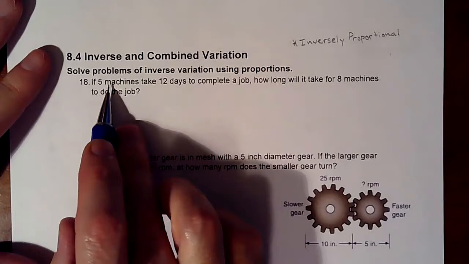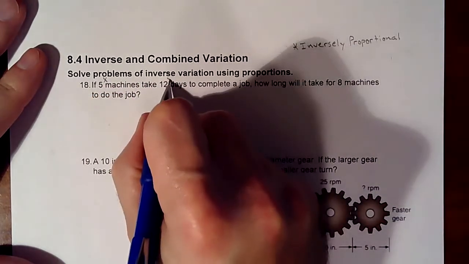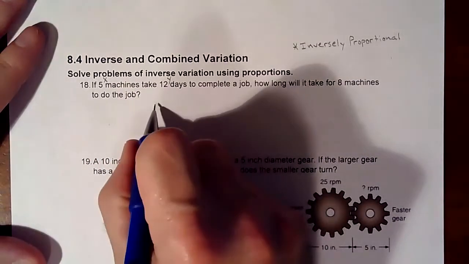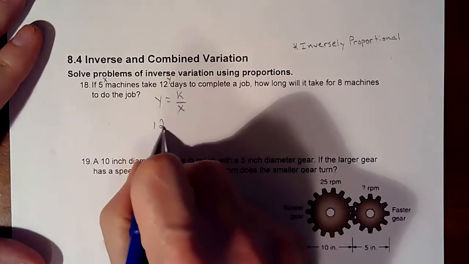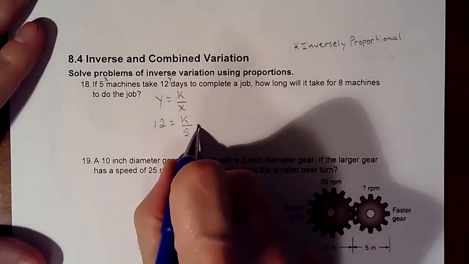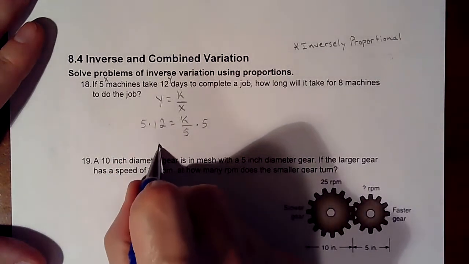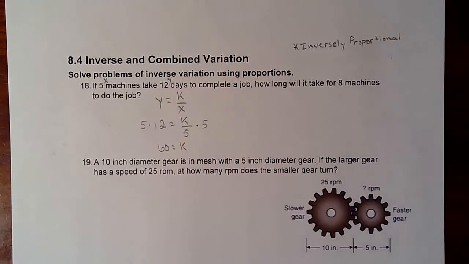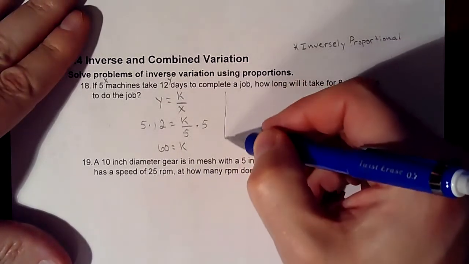All right, so I'm going to say that if 5 machines takes 12 days, I would consider my 5 machines my x and my 12 days my y, right? As the machines increase, it causes my days to decrease. So my equation would look like this. I'm going to do my inverse equation. So 12 equals k divided by 5. Okay, and then I'm going to multiply 5 over to the other side to get k by itself. And so that is 60 equals k. And sometimes there's meaning behind that k. I can make sense out of it, and sometimes there's not. I'm not even going to worry about it. So my k is 60.